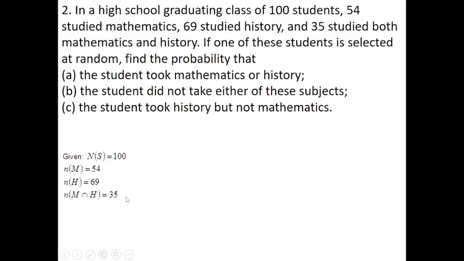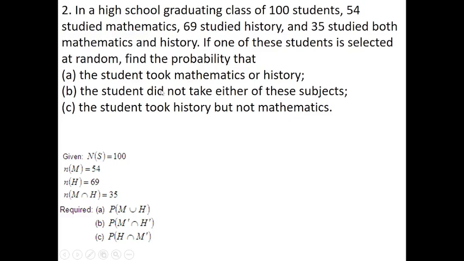Math and history. If one of these students is selected at random, o let's say, halimbawa, isang estudyante dyan, na-pick, ano daw yung probability that the student took mathematics or history? Okay? So, ito yung ating hanapin. Probability that the student took mathematics or history. So, this is the notation, M union H. No? Probability that the student took mathematics or history.